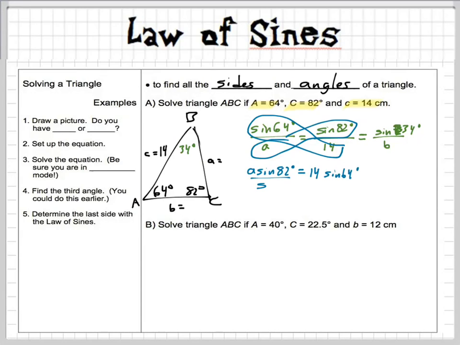Divide both sides by sine of 82. Now that's kind of weird. You have to divide by a whole trig function right there, sine of 82. Now the trickiest part is learning how to use the calculator for this. A is approximately equal to.